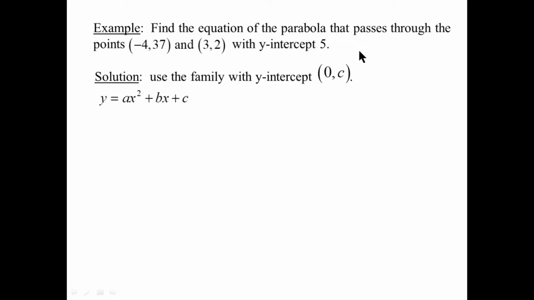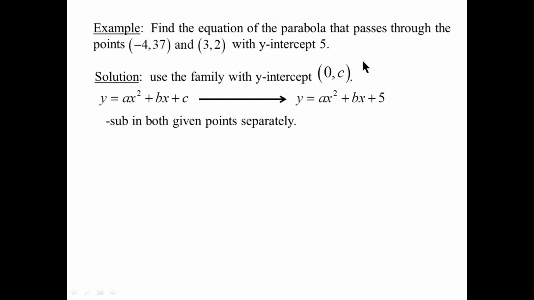Let's go again. Find the equation of the parabola that passes through a couple of given points with a given y-intercept of 5. So the solution here is we'll have to use the family with the set y-intercept at (0, c). That's this family, but we know that c is going to be 5, so we can put 5 in there for c. And now we'll plug the points in one at a time, separately.